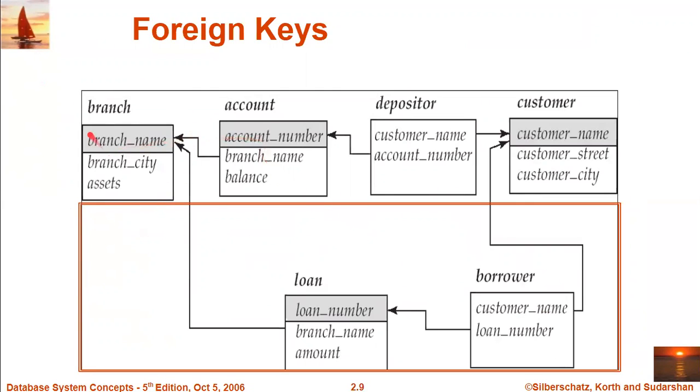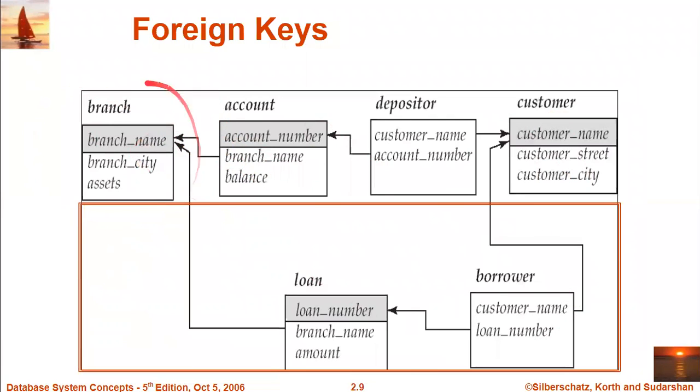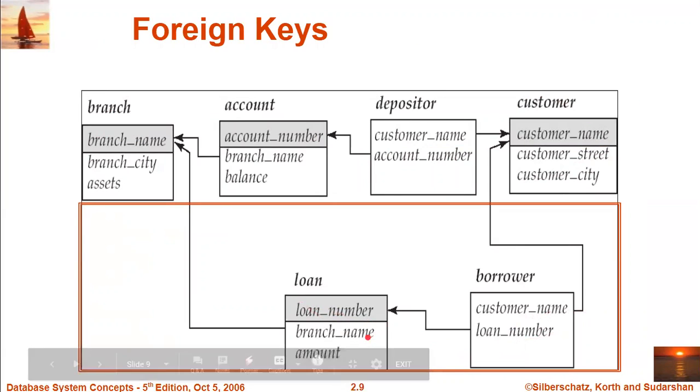This schema consists of these tables: branch, account, depositor, customer, borrower, and loan. And there are a few cases. If we talk about branch, we are having branch name, branch city, and assets. Account consists of account number, branch name, and balance. Depositor consists of customer name and account number. Customer consists of customer name, customer street, and customer city. Then borrower consists of customer name and loan number. Loan consists of loan number and loan name.